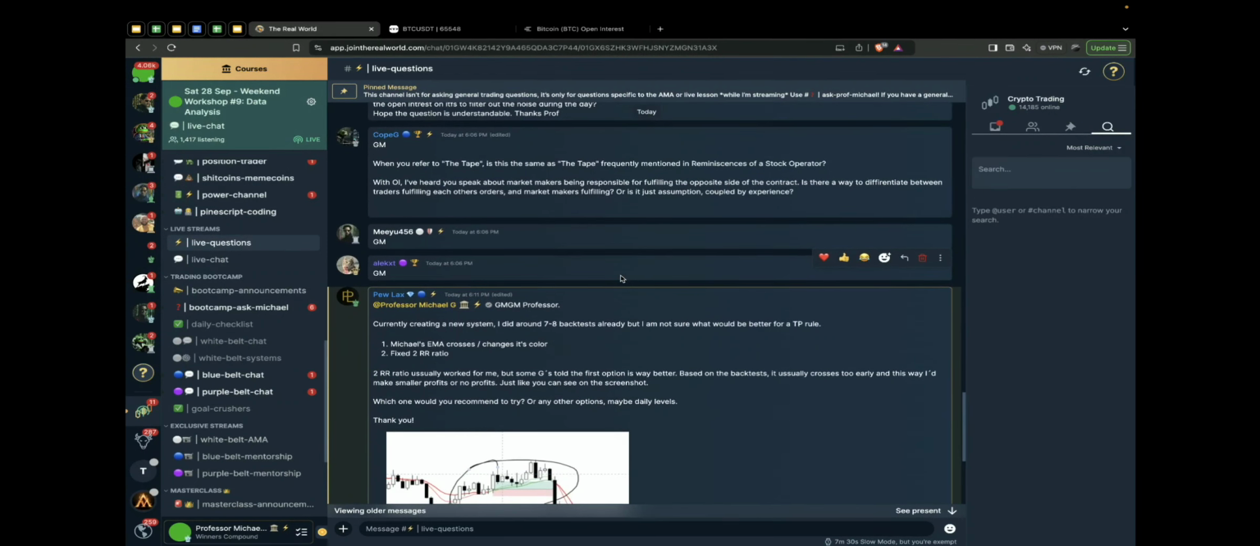Cope G, when you refer to the tape, is this the same as the tape frequently mentioned in Reminiscences of a Stock Operator? With OI, I've heard you speak about market makers being responsible for filling the opposite side of the contract. Correct. Is there a way to differentiate between traders filling each other's orders and market makers filling? The assumption coupled with experience. The assumption should always be that the market maker is on the other side of your trade.